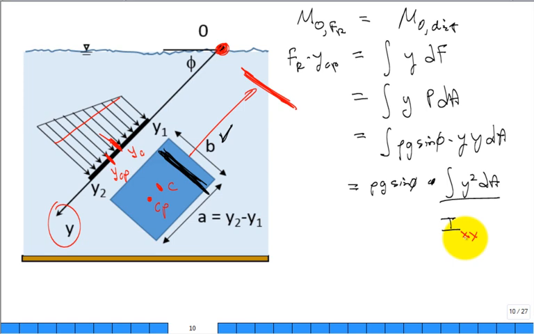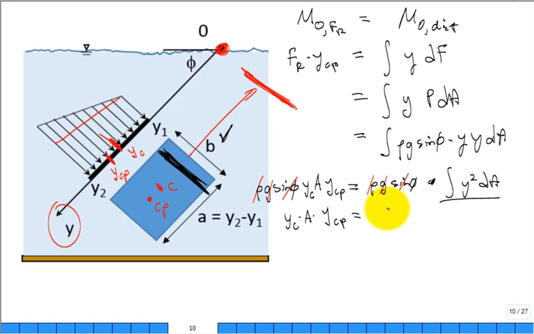Okay. So this is equal to, let me do this, y sub cp. We could probably simplify. What was our formula for F of R? Wasn't our formula for F of R equal to rho g sine of phi times y sub c times area? I'm going to pause. Does that look good? Was that our F of R? Because I want to cancel some terms. And what we find is that we have y sub c times area times y sub cp equal to I sub XX.